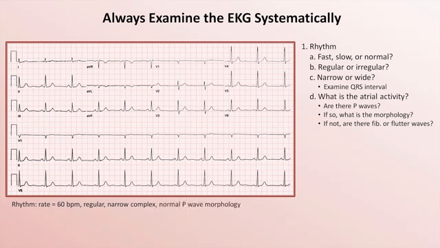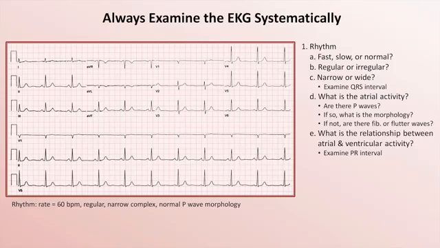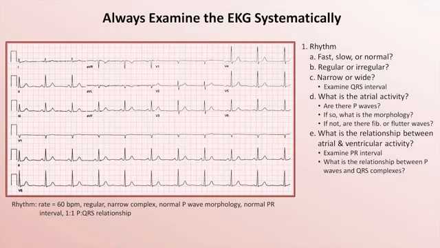The final rhythm question is what is the relationship between the atrial and ventricular activity, which will require examination of the PR interval, which is normal here, and the recognition that there is a 1-to-1 relationship between P waves and QRS complexes, in which each P comes immediately prior to the corresponding QRS. From those 5 steps, we should know the rhythm, which is normal sinus.